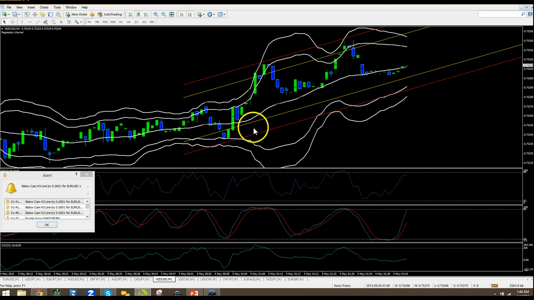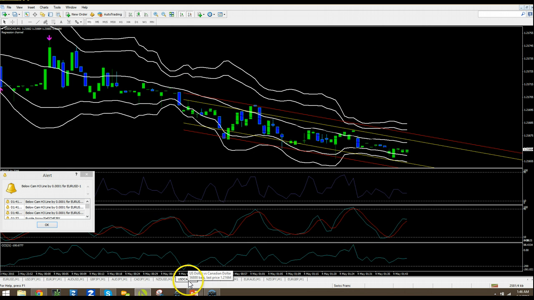Uptrend. Got trending market up here. Downtrending market, not a lot of volume. I wouldn't be trading in these low volume markets, right? Like, there's just a lot of consolidation. There's not a lot of movement in price.